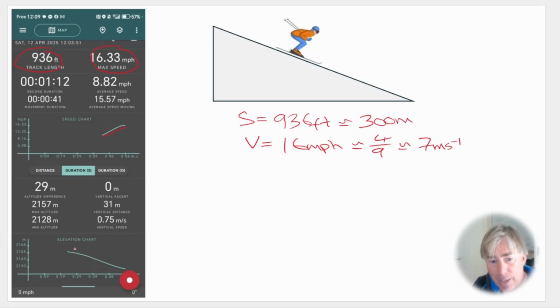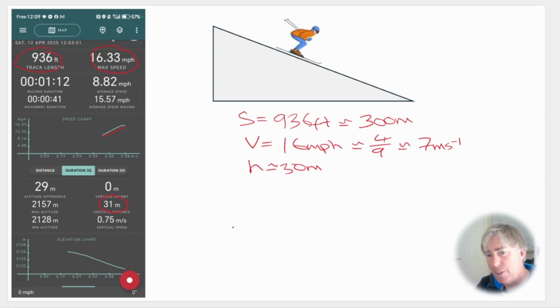And down at the bottom we have an elevation chart, but we're just going to use the vertical distance, which is going to be 31 meters. So I'm just going to say that H is approximately equal to 30 meters. Once again, a little bit of an estimate.